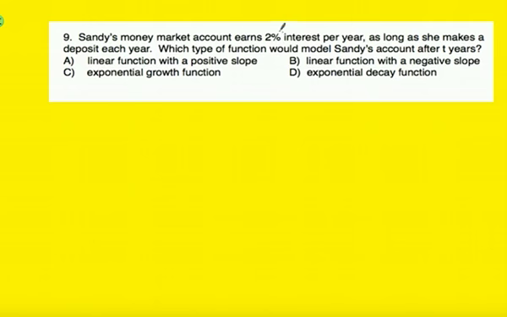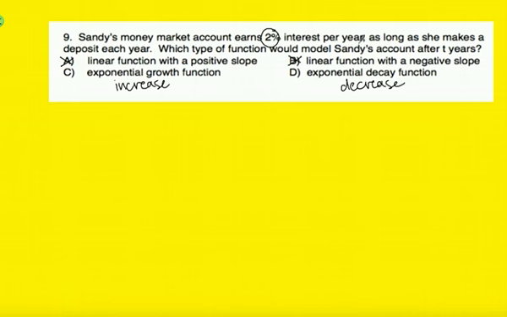So to begin with, because the problem tells us that it earns 2% interest, the percent is going to tell us that it's got to be exponential. So automatically we can eliminate A and B. So we're down to either exponential growth or exponential decay. Exponential growth means that the value is going to increase. Exponential decay means that the value is going to decrease.